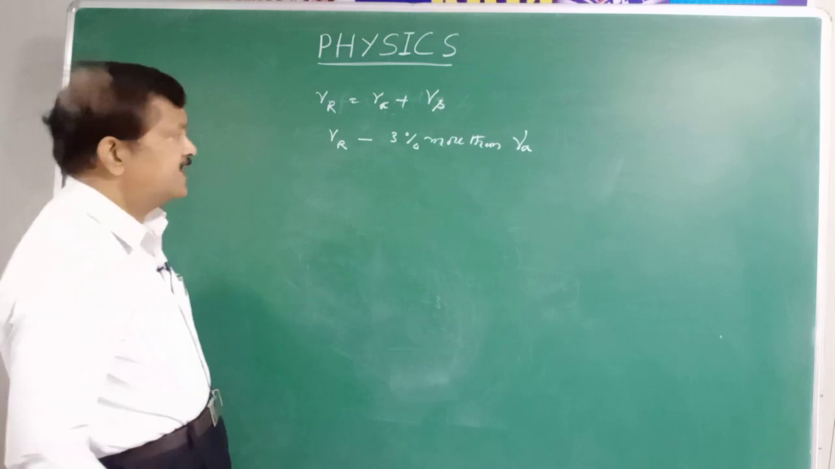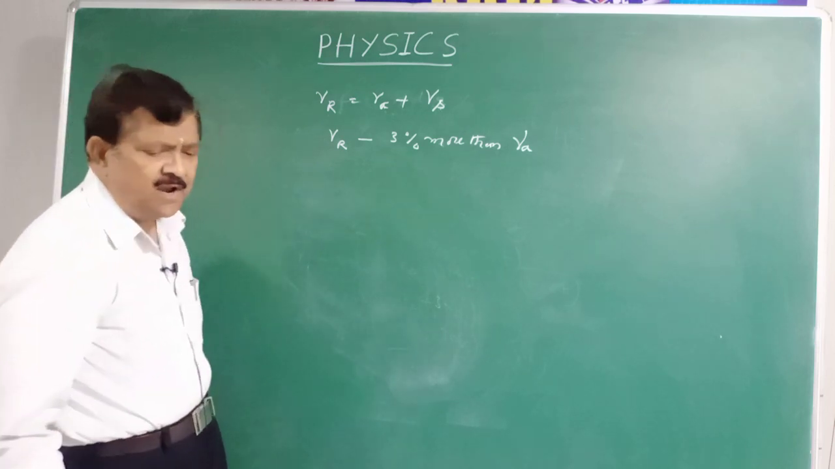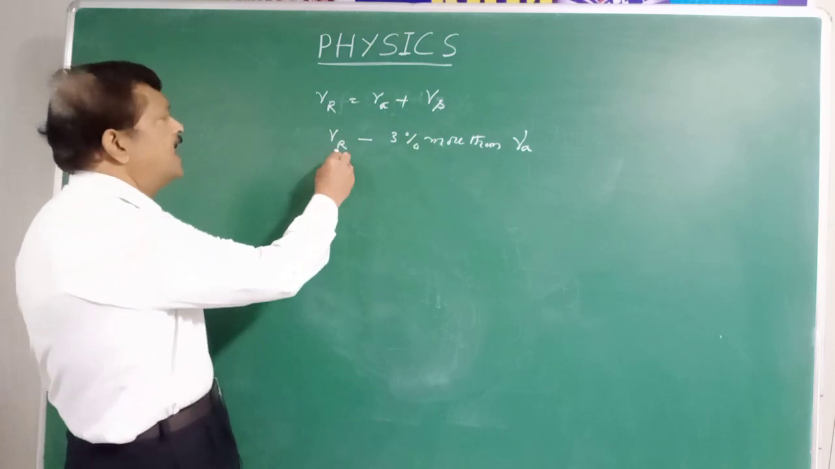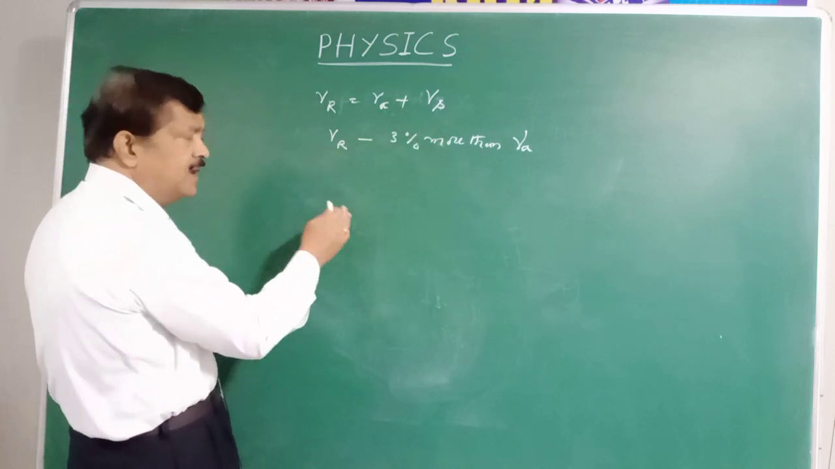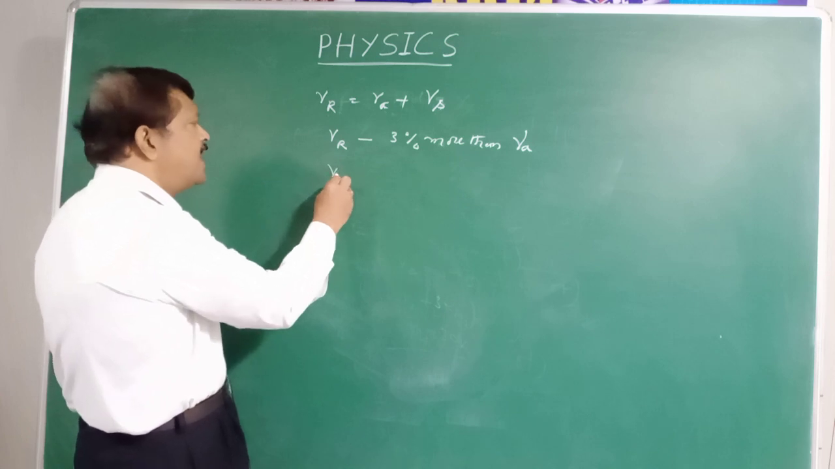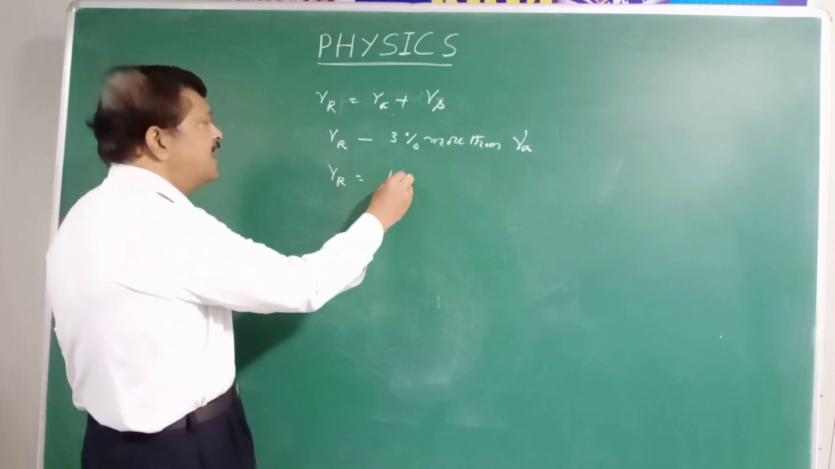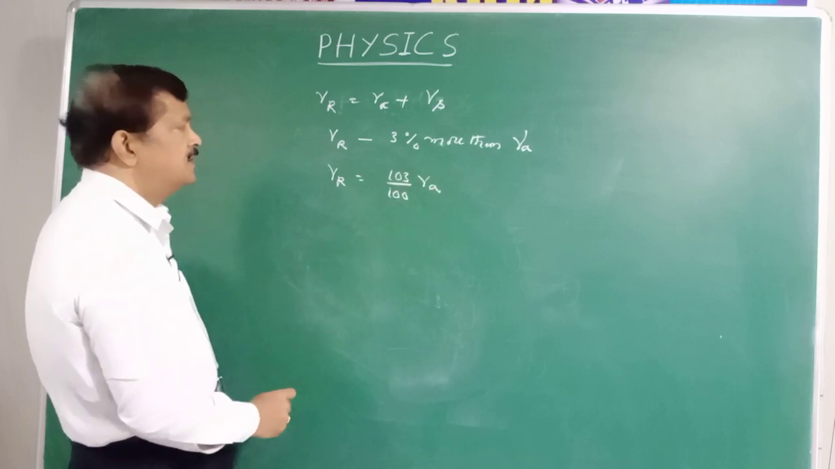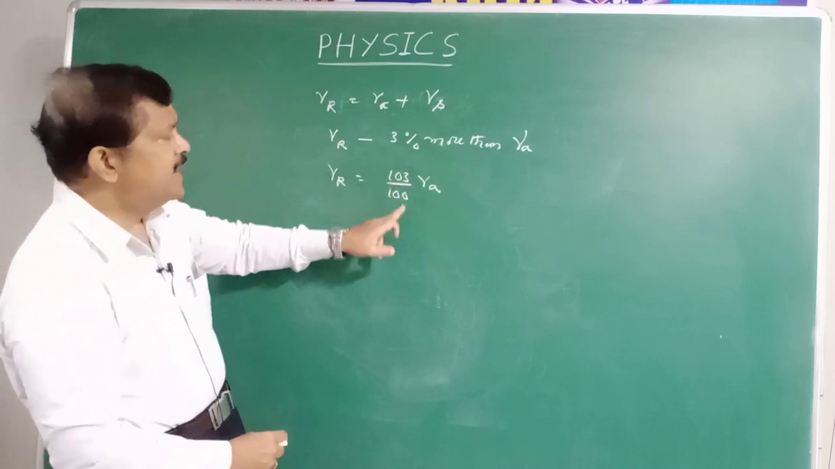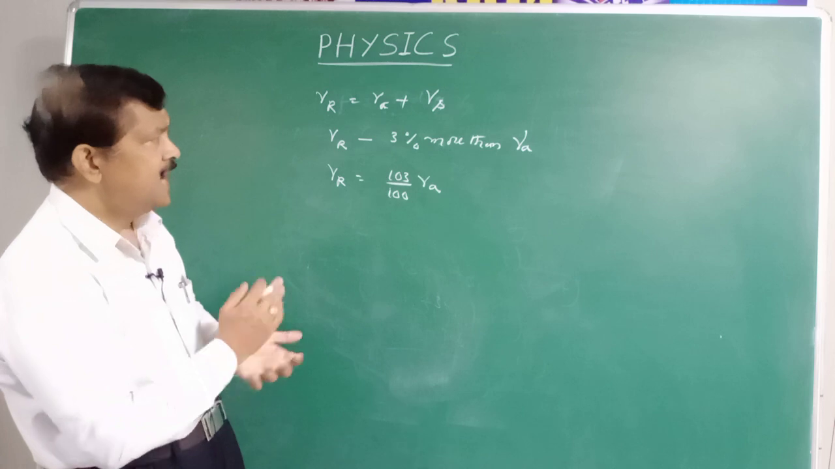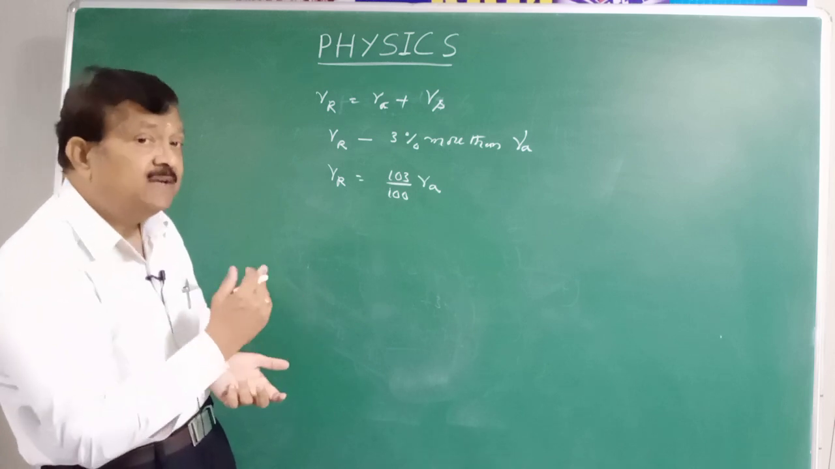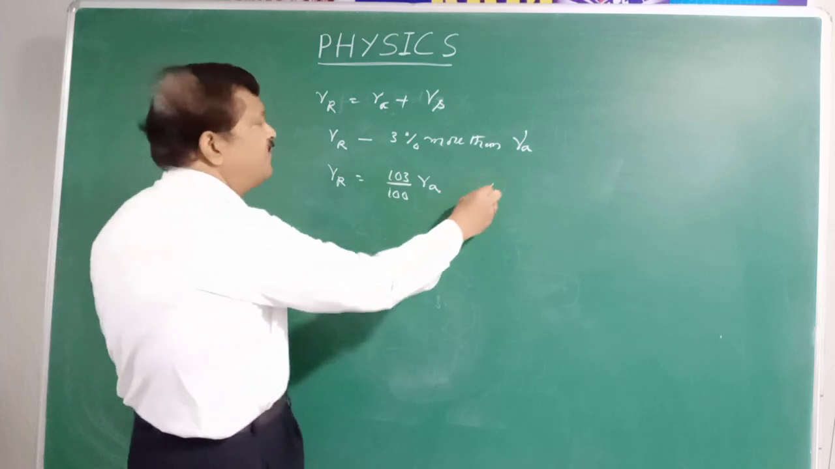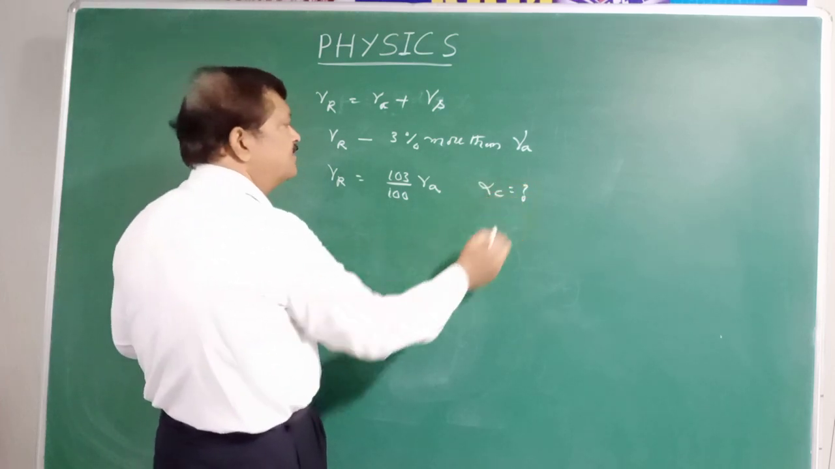What do you mean by this? Here the coefficient of apparent expansion, suppose it is gamma A, and gamma R is 3% more. That means we can express gamma R as 103 by 100 into gamma A. Gamma R equals 103 by 100 into gamma A. Now I want the coefficient of linear expansion of the container, the value of alpha of the container.